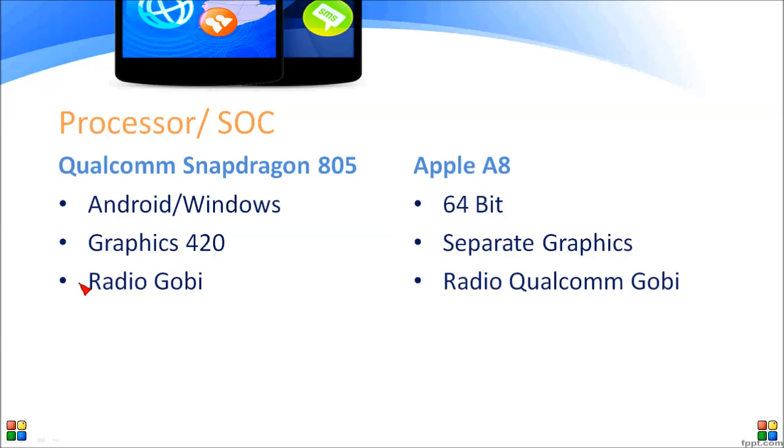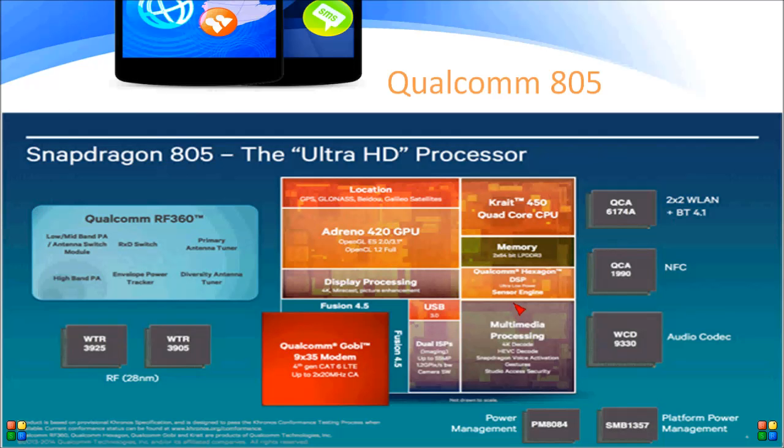We can see here that the radio chip is the same for most phones. Well, not all of them, but Qualcomm makes what they call Gobi or whatever, and this chip provides communication. This is the architecture of Qualcomm's 805 Snapdragon processor, or what they call a system on a chip.